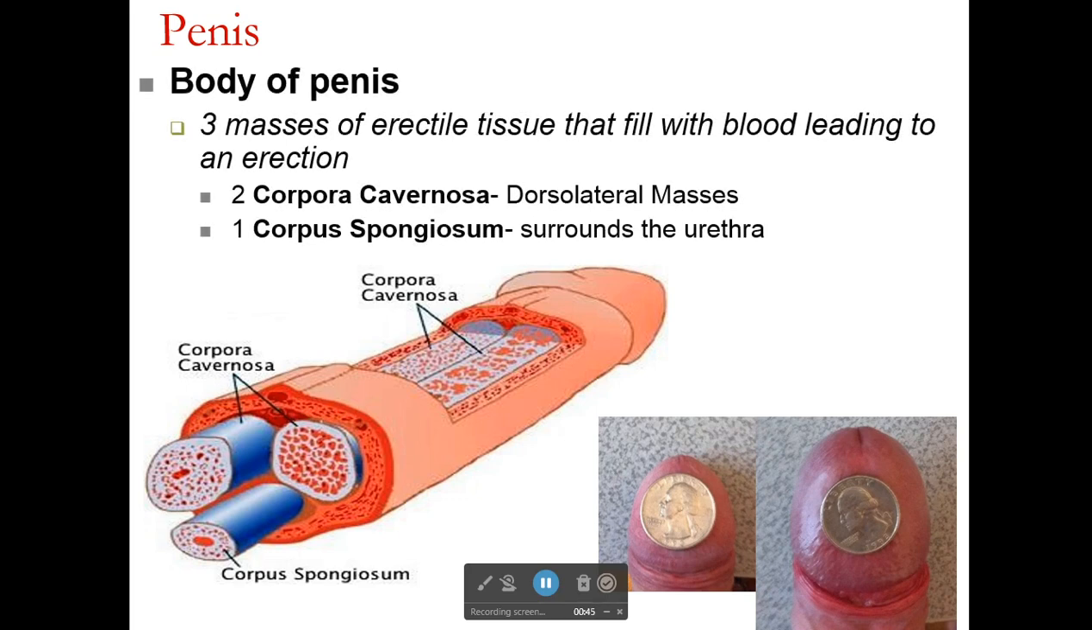So we look at the body of the penis. What we have inside of it is three masses of erectile tissue. These masses of tissue fill with blood, and that's what leads to an erection. Two of the three are the corpora cavernosa, the dorsolateral masses, so they're along the top and the sides. We can see in our picture here the corpora cavernosa and how there's two of them side by side. Then the third one is called corpus spongiosum, and that is the erectile mass that actually surrounds the urethra.